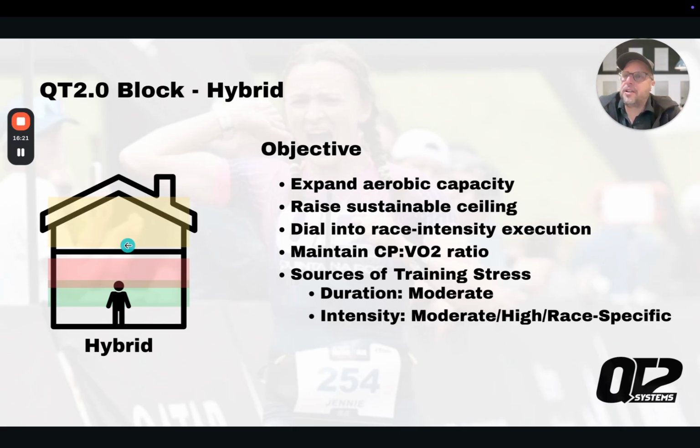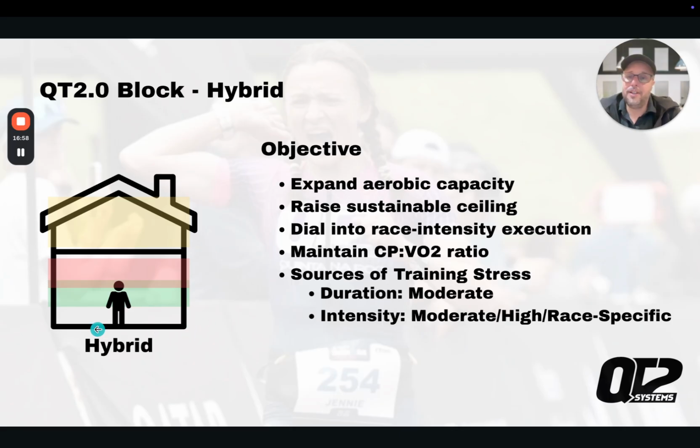And then we have a hybrid block of training. Here we want to expand our aerobic capacity. We want to raise our sustainable ceiling. We want to dial into race intensity execution. Essentially, we have an ideal attic, physiological attic space. So we want to maintain that ratio. If we raise the ceiling, we also want to raise the roof. If we raise the roof, we also want to raise the ceiling. Sources of training stress: duration is going to be pretty moderate. Intensity is going to be pretty moderate to high, depending upon the race specificity.